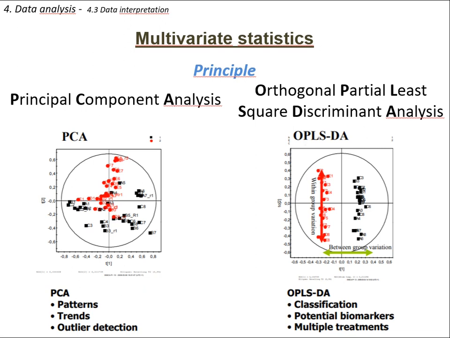On the other hand, the OPLS-DA will make a classification of the samples according to a criterion you decide. For example, you may want to see the differences between control and treated samples. So it's very useful to quickly extract the potential biomarkers. And that is one great advantage. You can do that with the PCA, but it's much more straightforward with PLS in general, and it's very efficient with OPLS.